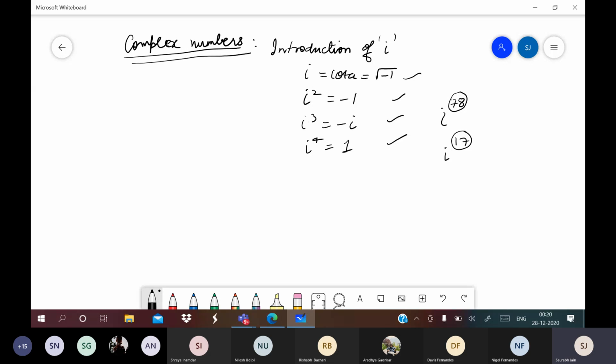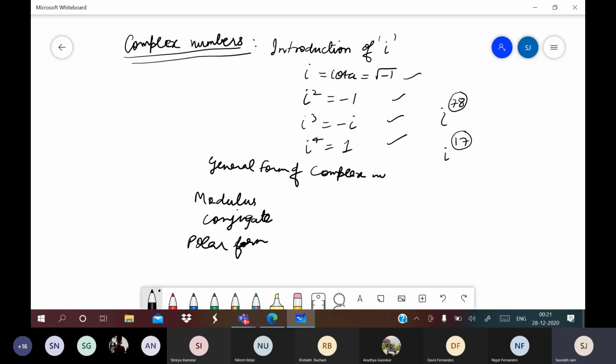Then, can anyone tell me what else we studied in this chapter apart from this iota and properties? What else you studied? So modulus, yeah, conjugate, modulus, conjugate, principal argument, polar form of complex number, right? Polar form, but before that we studied the general form. So general form of complex number, right?